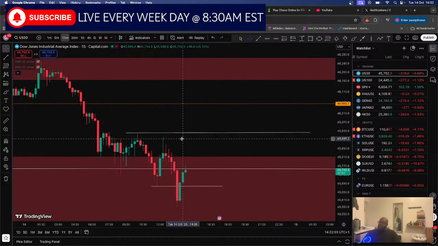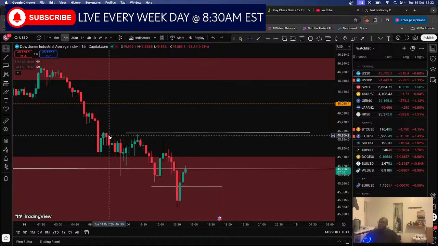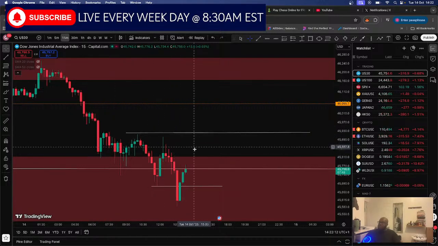So this is where particular players have their stop losses. People who sold here, they sold here, they sold here, all of their stop losses are placed here. So this is the fuel that I'm looking to take out with my buy trade right here.